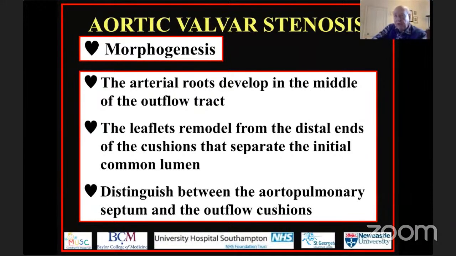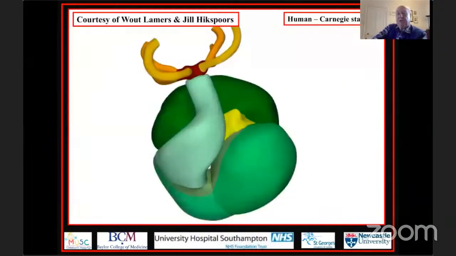But the cushions don't do the whole job. There is also a proper aortopulmonary septum. This is something, again, that we've discussed before, so I'm going to show you today the significance of the cushions as opposed to the aortopulmonary septum. You know now that I'm basing my interpretations on these interactive PDFs that have been prepared by Wout Lammers and Jill Hicks-Poors. And so here is our starting point.